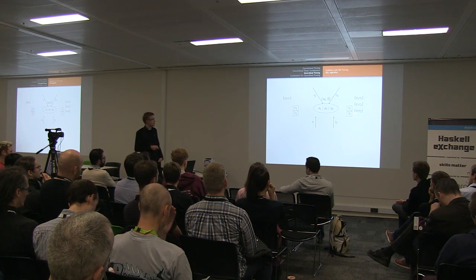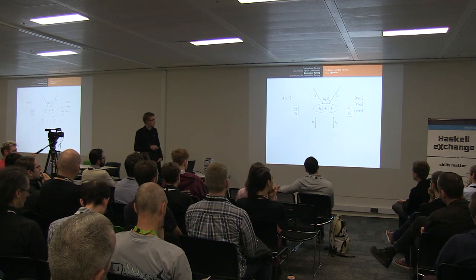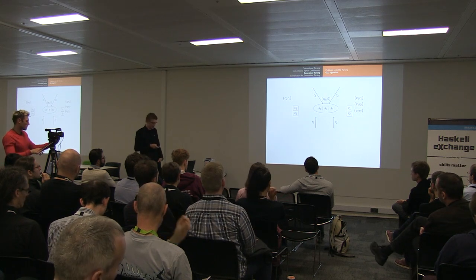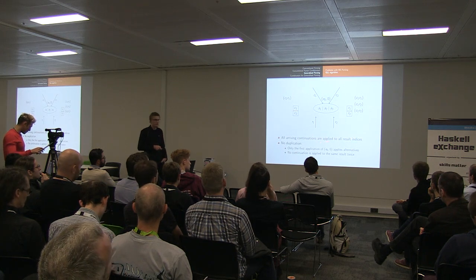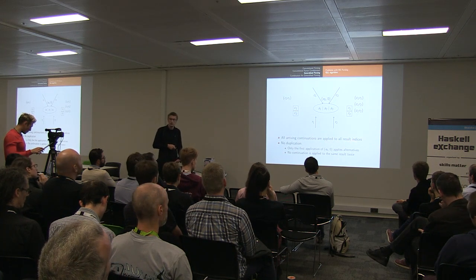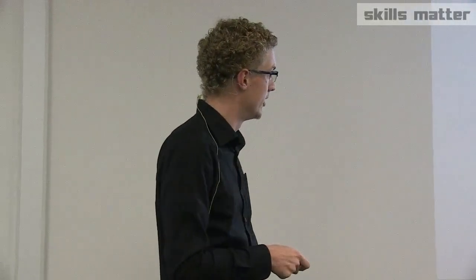Again, we store it in the memo table, and now we apply it to both C1 and C2. So we end up with these applications here. The crucial idea is that all arriving continuations are applied to all arriving results. And this, at least intuitively, suggests that we are being complete. If we were exploring all alternatives, just as we did before with our naive combinators, using this approach we still explore all these paths, but we avoid a lot of duplication.